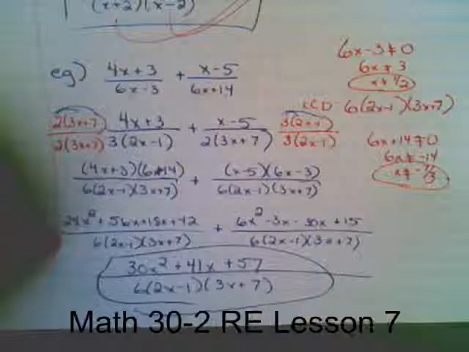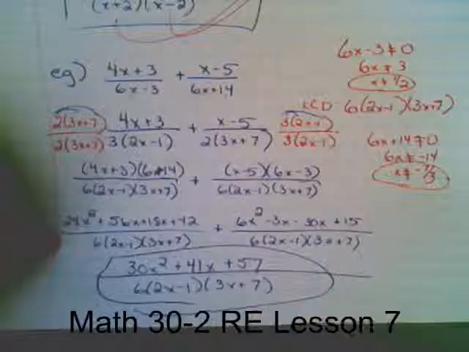Now this denominator is going to be 6 times 2x minus 1 times 3x plus 7. Once again, it doesn't matter what order you put that in. And this denominator is going to be 6, 2x minus 1, 3x plus 7. So the denominators have been adjusted. All I need to do is do this multiplication.